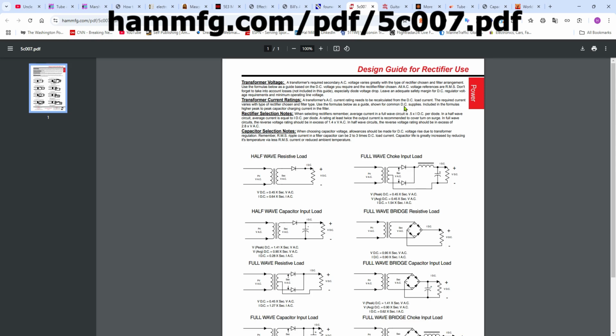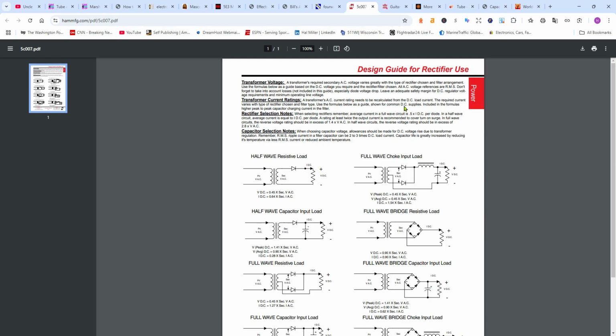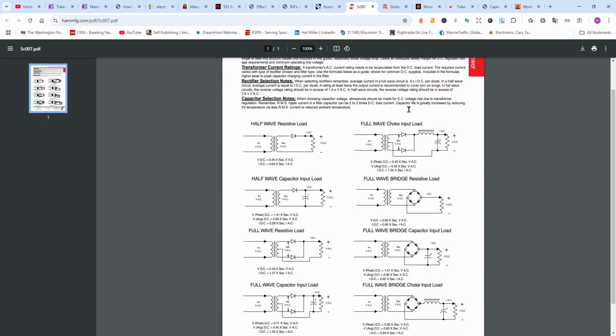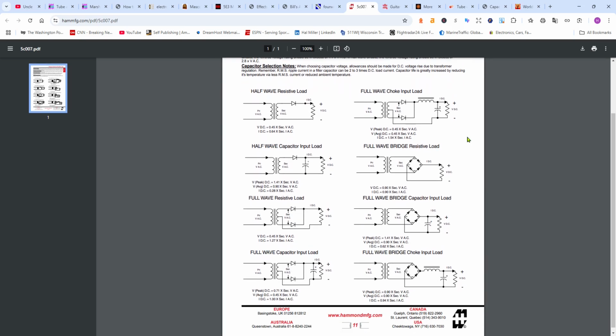This is another one that I refer to particularly early on when I was building tube amps. Hammond's Design Guide for Rectifier Use is a great resource when you're starting to put together power sections for tube amps. Shows you how to basically do the math on using diodes, full wave bridge rectifiers, and you can actually do tube rectification math with this. It's just a great thing to have. It's one of those things that you probably just should print out and stick on the wall next to your workbench. It's a solid resource.